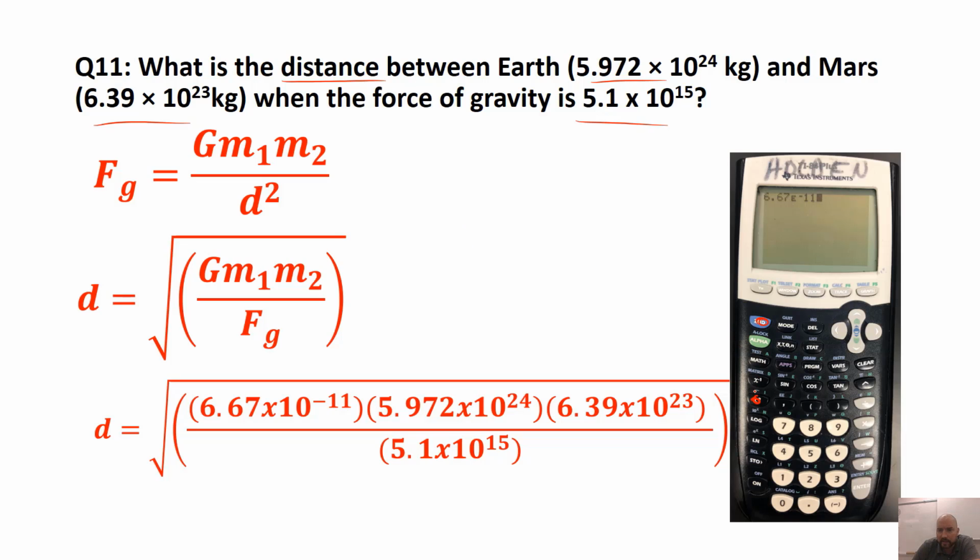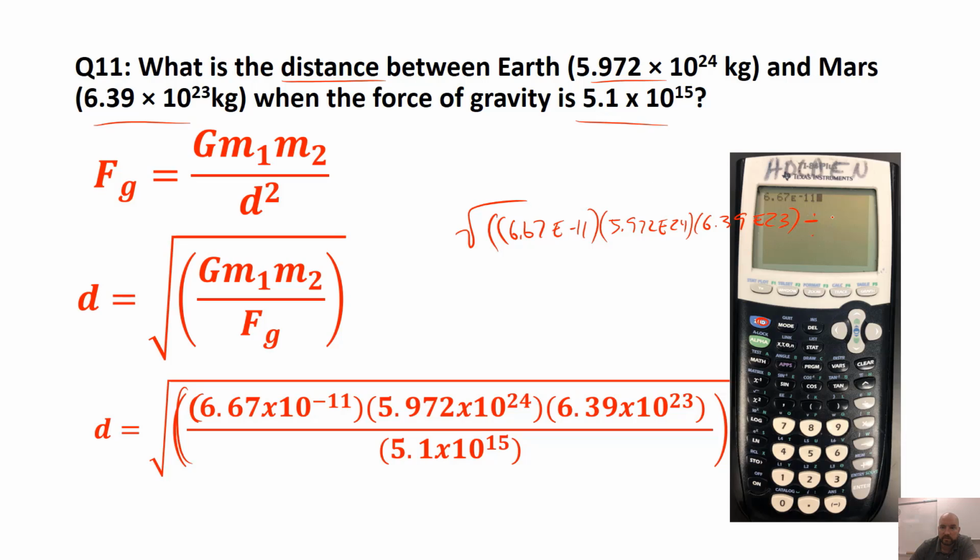So second, you want to pull in the square root button. Then open parentheses. That's this parentheses. Open again, that's that parentheses. 6.67 E negative 11. Close parentheses, open parentheses, 5.972 E24. Close parentheses, open parentheses, 6.39 E23. Close parentheses. And then what we want to do is divide. So everything's still multiplied. There's still one extra parentheses to include everything right here underneath the square root.